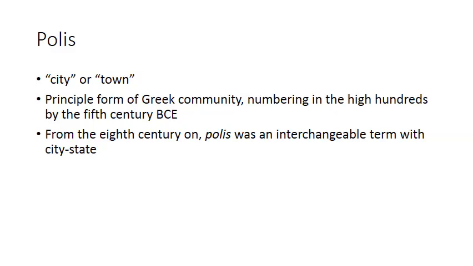First, we're going to talk about a polis. Polis was Greek for city or town, and it often represented an interchangeable term with city-state from the 8th century on. A city-state itself was the city or polis itself as well as the surrounding area.